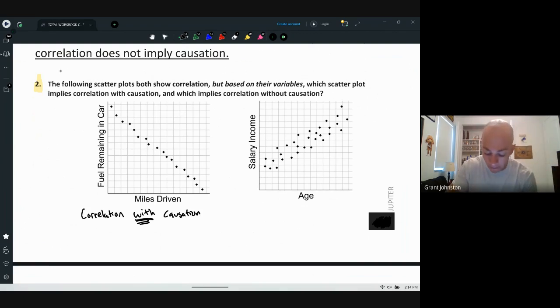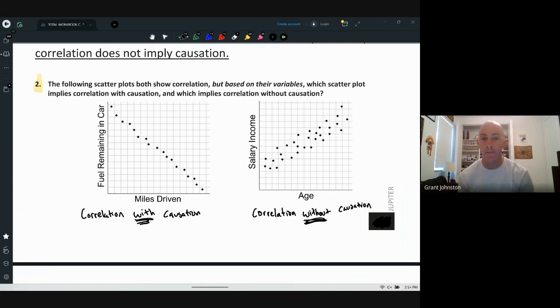Now this one, I'm going to write the answer and explain it. This is causation. Sorry, not causation. Correlation, because it's correlated, positively correlated, right? This is correlation without causation.